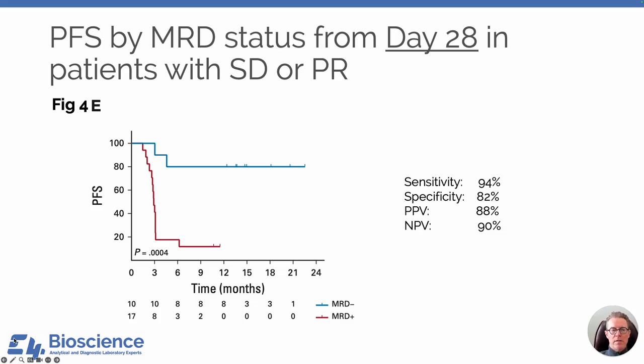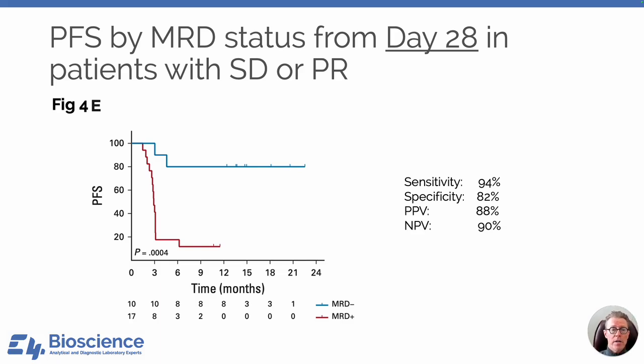Okay, so this slide is looking at progression-free survival by MRD status, from day 28, post-lymphodepletion, post-treatment, in patients that have stable or partial remission. So again, the blue line is MRD negative, the red line is MRD positive. I think you can see that there is a very, very clear difference in the rate of progression. It's much better to be MRD negative.